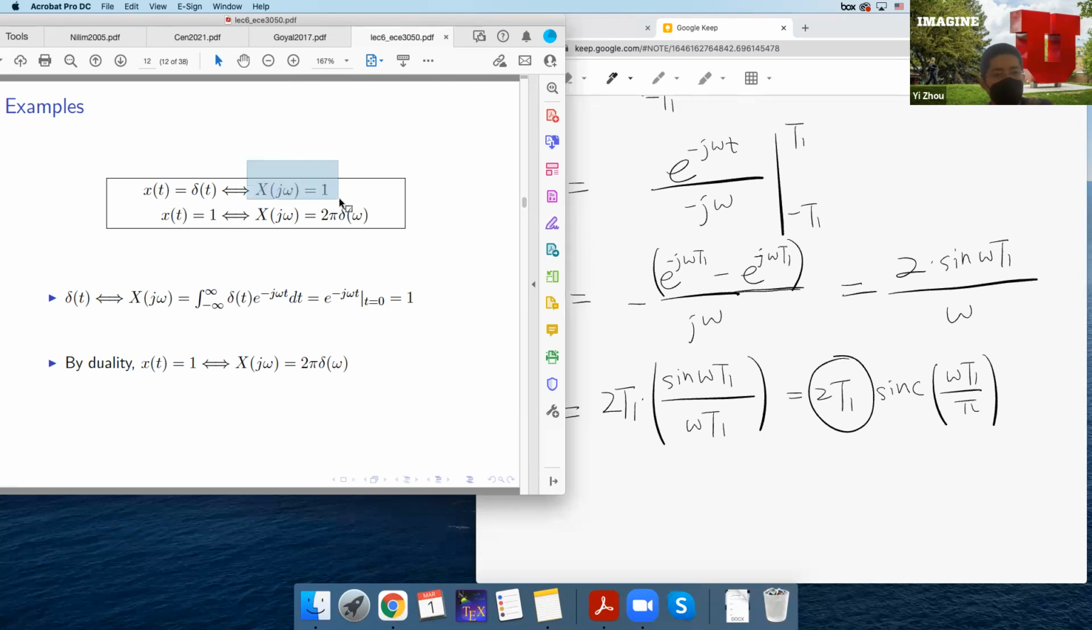And now we copy this spectrum and make it a signal. So consider a constant signal, x(t), and following the Fourier transform, you will see that the corresponding spectrum is given by an impulse. It's 2 pi times delta(omega).